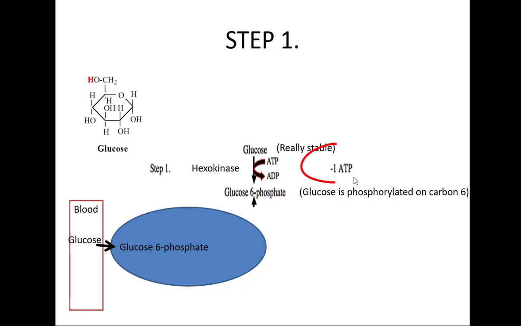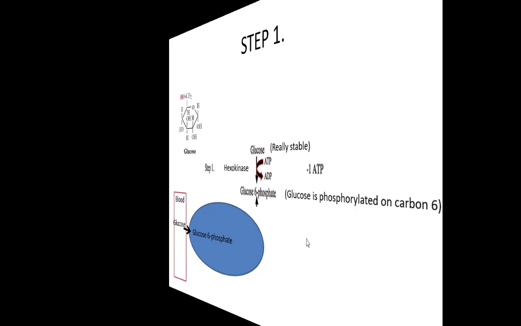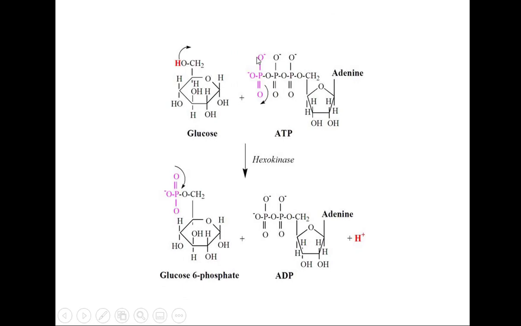So glycogenolysis used inorganic phosphate from ATP hydrolysis. However, when glycolysis goes from glucose to glucose 6-phosphate, we need 1 ATP. So based on this understanding, glycogenolysis can save 1 ATP. Class, does it make sense? And this is a chemical structure. Class, this is a chemical structure. Do not be surprised, right?